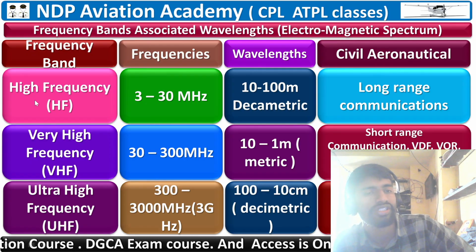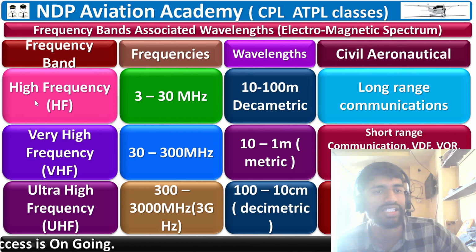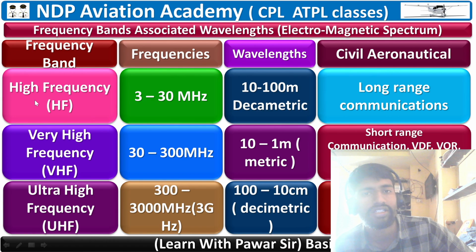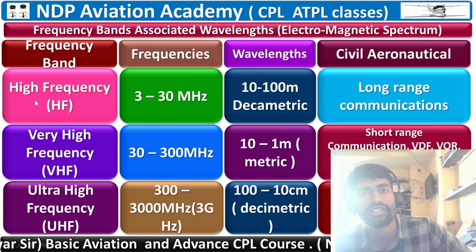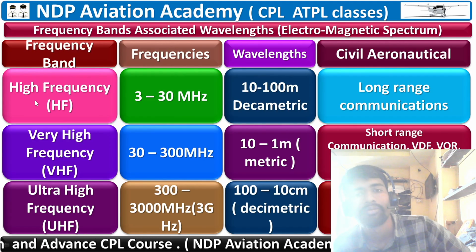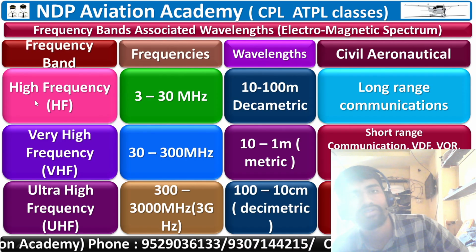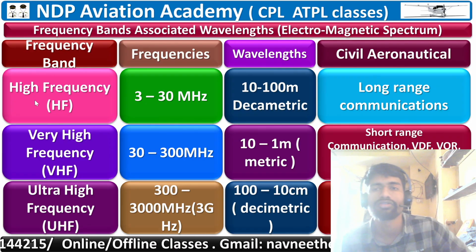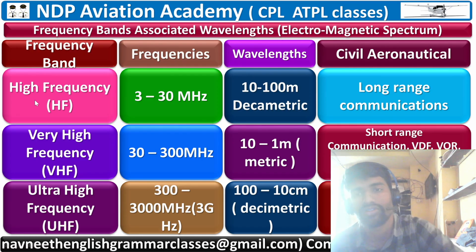High frequency, you can say in short HF. What is the frequency? 3 to 30 megahertz. And how much wavelength? 10 to 100 metric decametric wavelengths, and we use this in aviation for long range communication.